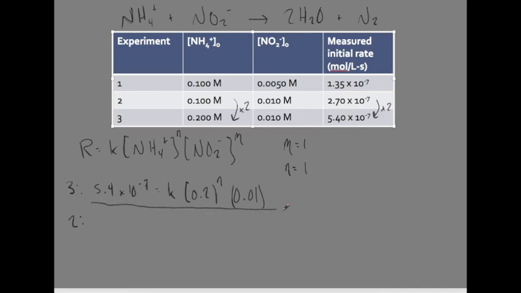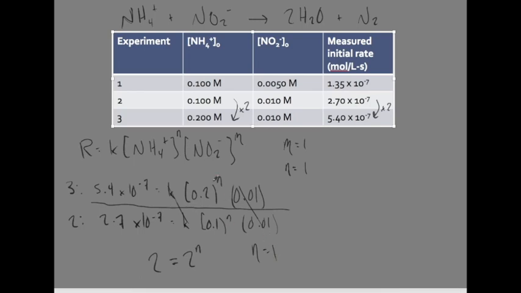I'm going to divide that by experiment 2, where the rate was 2.7 times 10 to the negative 7th equals K. This time the concentration in experiment 2 of NH4 at the beginning was 0.1 to the N. That stayed the same. When I make this ratio, the K cancels out, this cancels out. This divides to 2, and this divides to 2 to the power of N. So N, of course, equals 1.